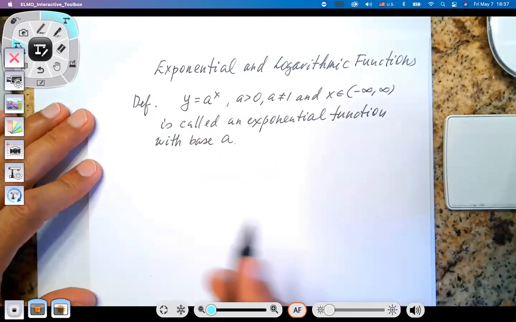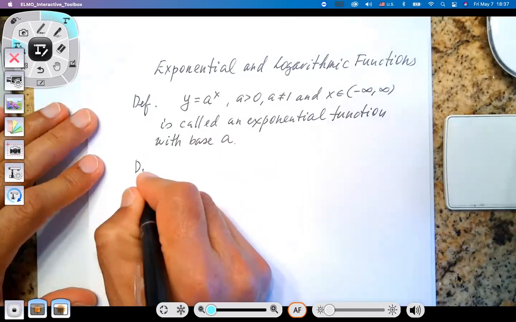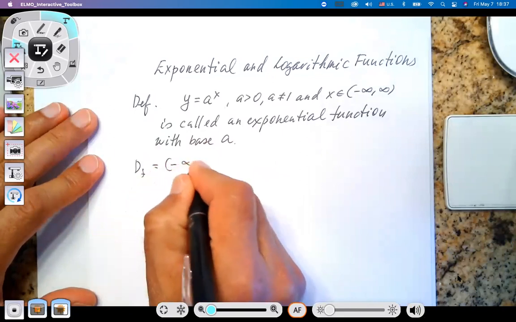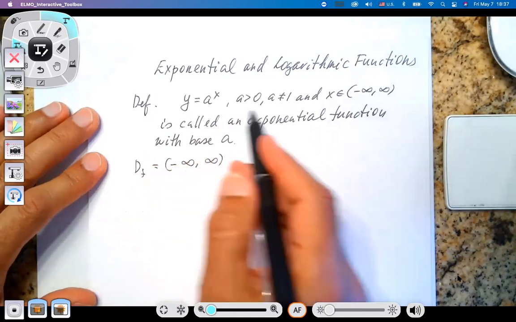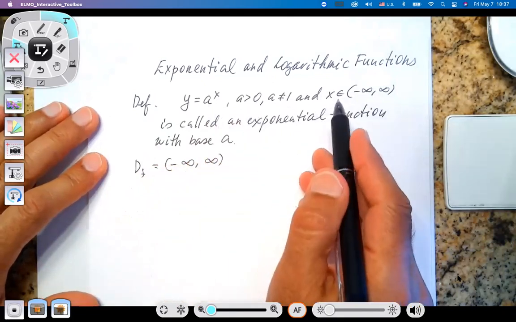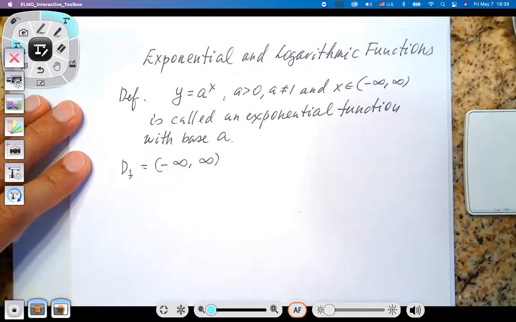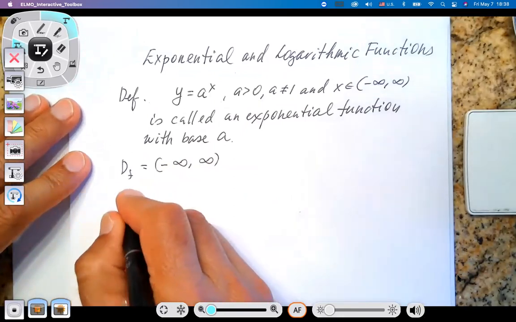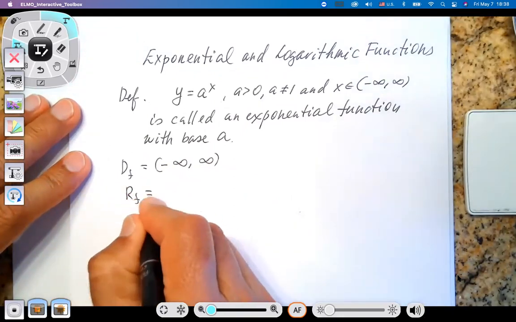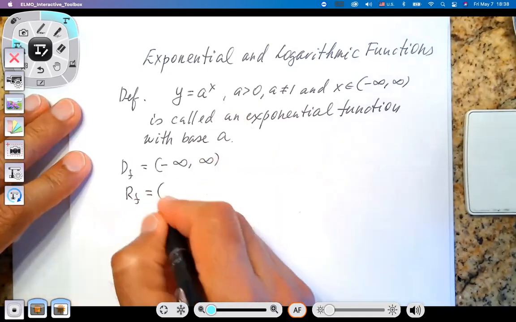So let's list the properties of it. The domain of this function is all the real numbers. Any positive number can be raised to a real number exponent. Next, the range of it. A positive number to any exponent is still positive.